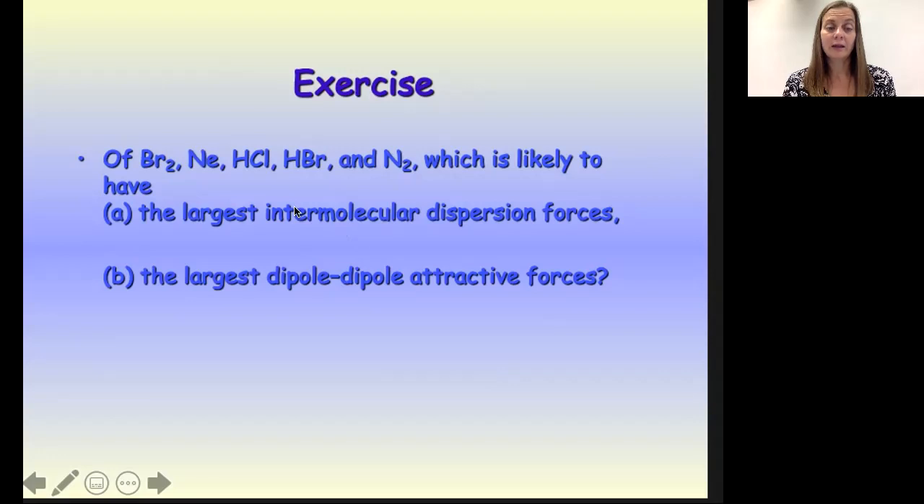If we look at London dispersion forces, then we're looking at bromine, neon, and nitrogen. And we're looking for the one with the greatest mass and the greatest number of electrons. And so that's going to be bromine. So bromine is going to have the largest London dispersion forces.